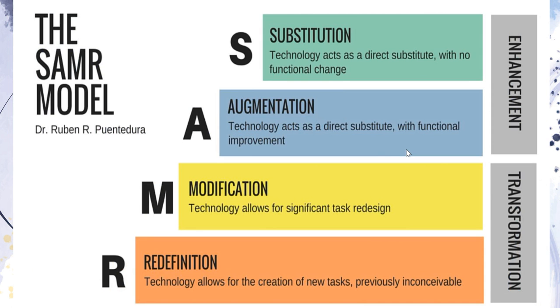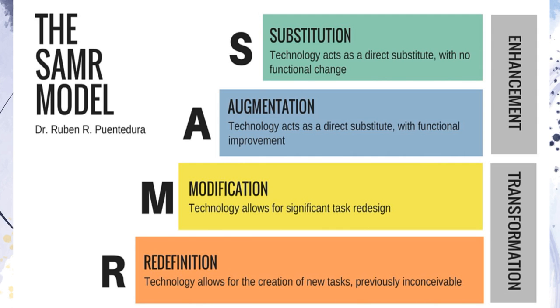The SAMR model lays out four tiers of online learning, presented roughly in order of their sophistication and transformative power: substitution, augmentation, modification, and redefinition. Looking at this model, we can see the two main categories in gray off to the right: enhancement, meaning technology is used to enhance our curriculum, and transformation, meaning using technology to completely transform our teaching and curriculum.